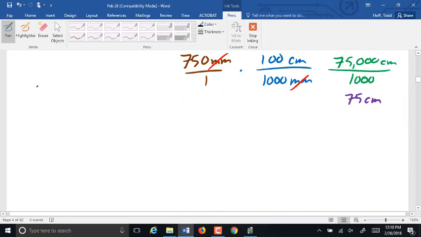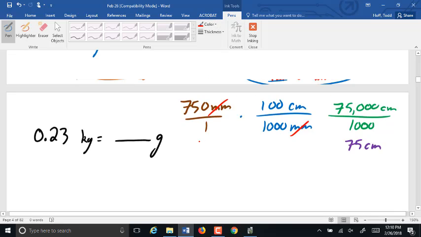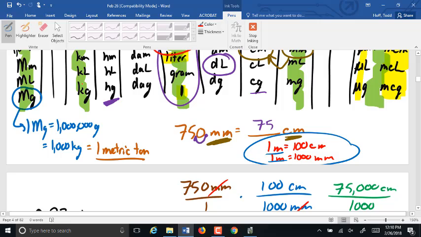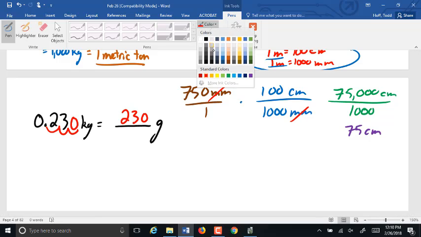We might have 0.23 kilograms converted into grams. If we look at our chart, here's kilograms and here's grams. We are moving from kilograms to grams, which is 1, 2, 3 places to the right on our chart. We take our decimal point, move 1, 2, 3 places to the right. 0.23 kilograms is 230 grams.